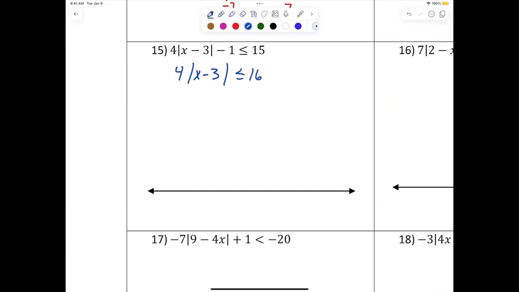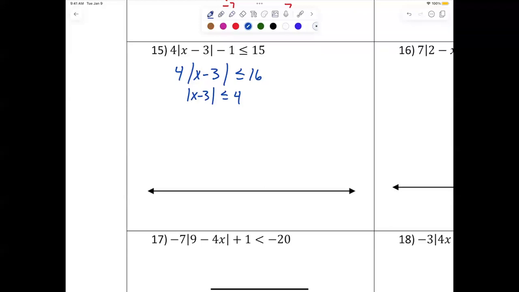Then what? Divide by 4. So absolute value of x minus 3 is less than or equal to what? 4. Leah, do you see what we're doing now, right? You're isolating the absolute value first.